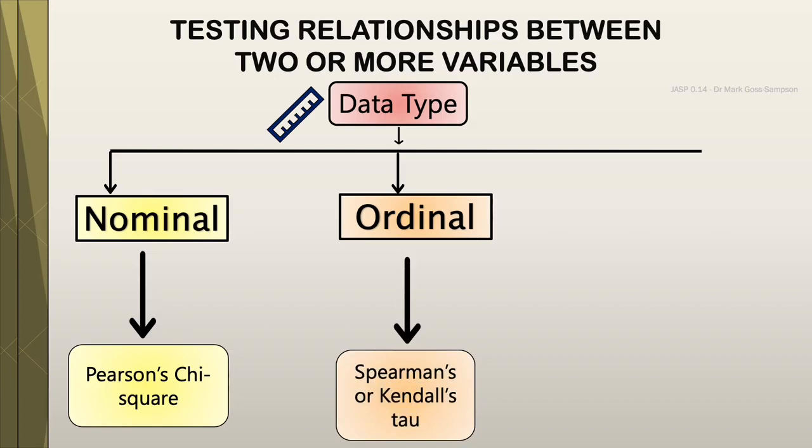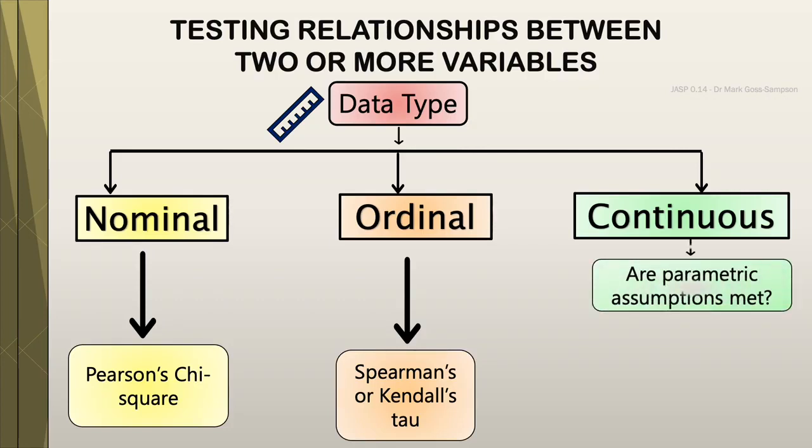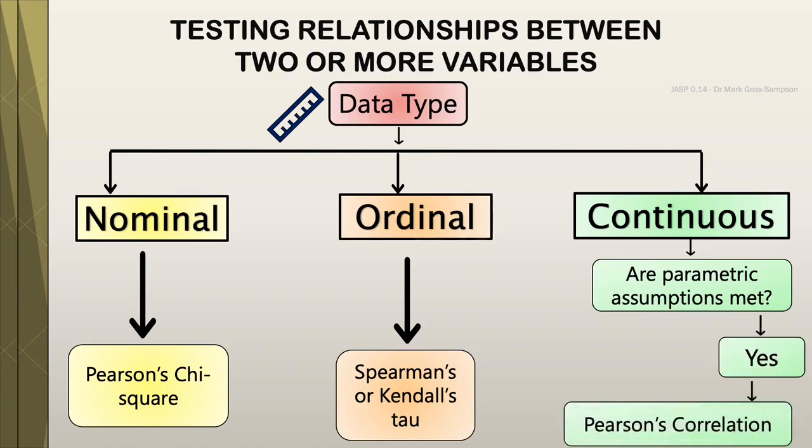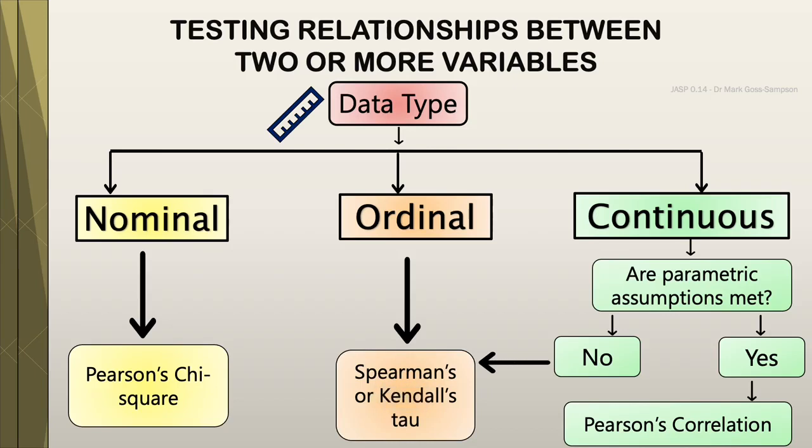However, in the conduct of quantitative research, some of the variables are measured in a continuous level. If that is the case, the next question that a researcher must ask, are the parametric assumptions met? The main assumption for testing relationships with variables that are measured in a continuous level, data sets should be normally distributed and are linear. If the answer is yes, Pearson's correlation is the appropriate statistics. But if your data sets have violated these assumptions, Spearman's or Kendall's tau is the appropriate one.